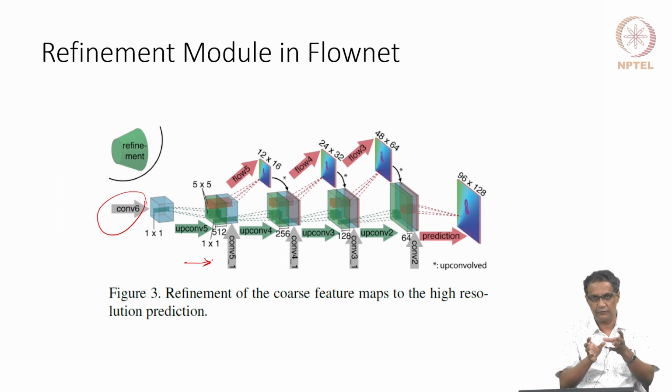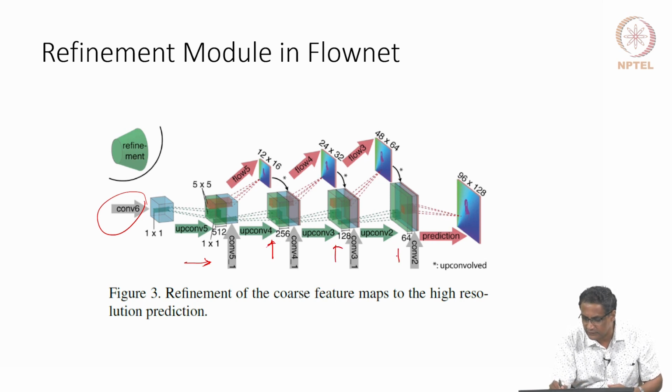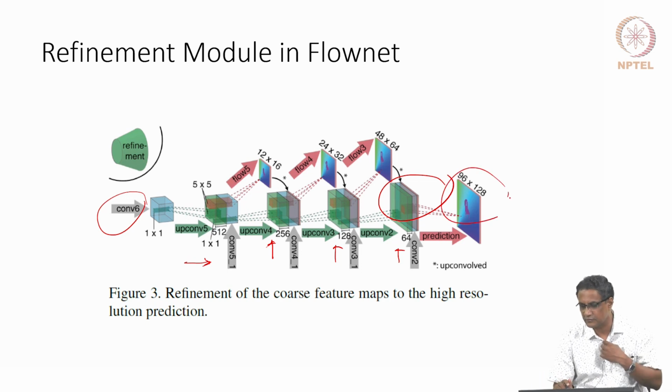And then they fuse the two, then go to the next level, where they bring in conv 4, because conv 4 will match the size of the output here. You go like this, and so on, and eventually hit the highest resolution, which in this case is say 96 by 128 or whatever. That is how you do this refinement.